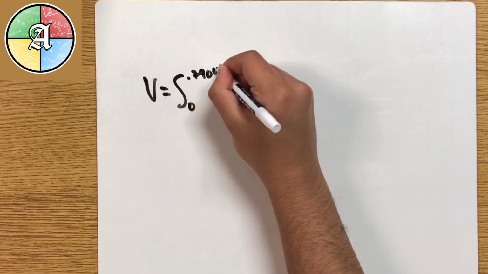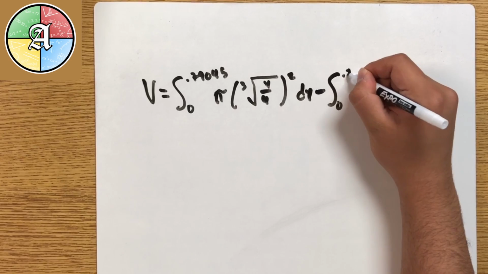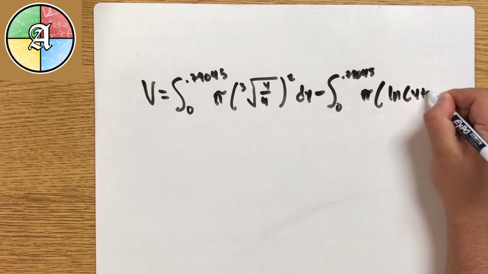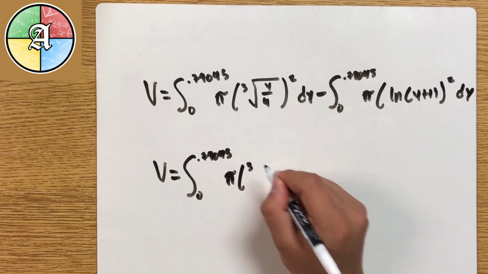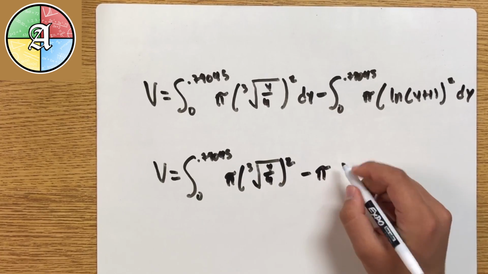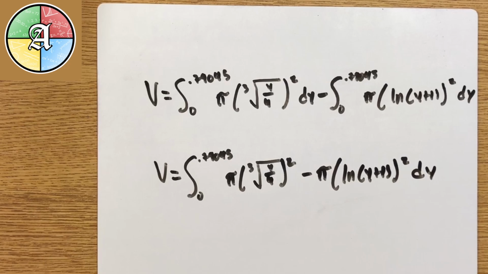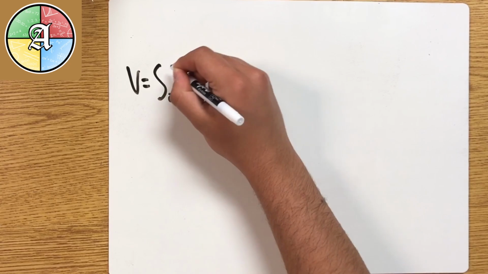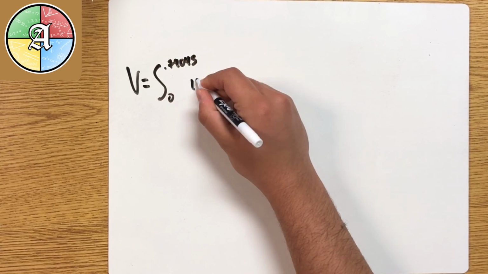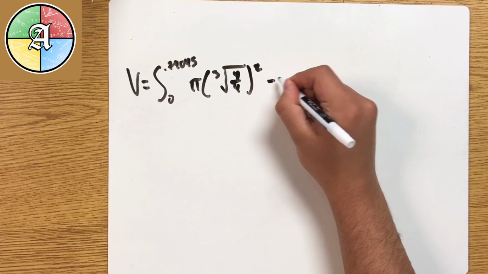Next, we set up the two integrals using our points of intersection as the bounds. To simplify it, you can combine the two integrals into one. Since some calculators aren't very powerful, it's a good idea to factor out the pi so you can save some time in the computing process.